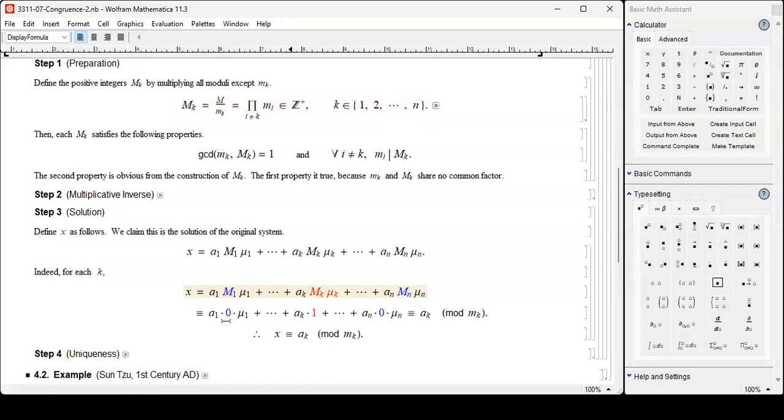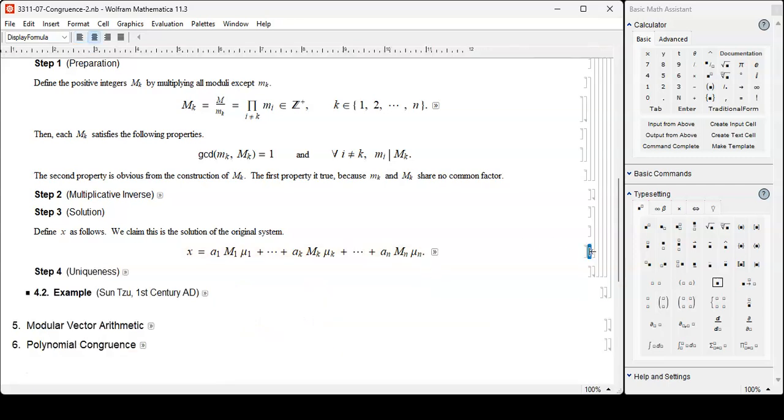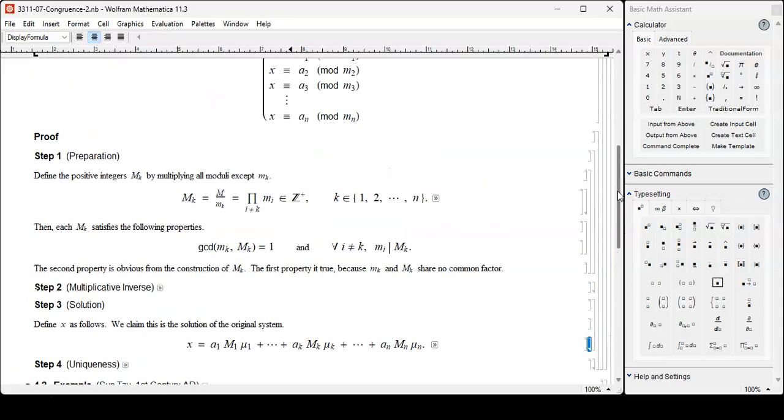So that's congruent to 0 modulo mk. So what did you just prove? This is indeed a solution. Now how about the unique solution?